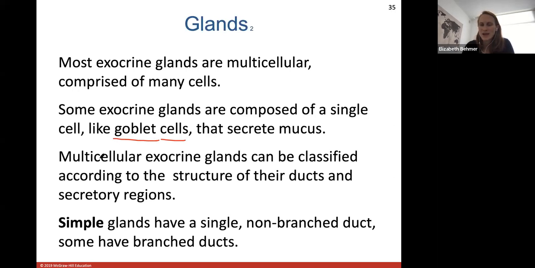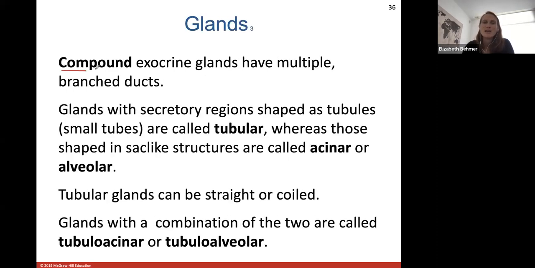A multicellular exocrine gland can be classified according to the structure of its duct and secretory region. A simple gland has a single non-branched duct. Some have branched ducts. A compound exocrine gland has multiple branched ducts. Glands with a secretory region shaped as small tubes are called tubular, whereas those shaped more like a sac are called acinar or alveolar. Tubular glands can be straight or coiled, and glands can be a combination of the two, called tubuloacinar or tubuloalveolar.